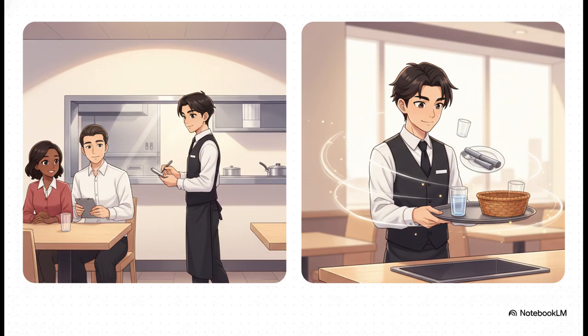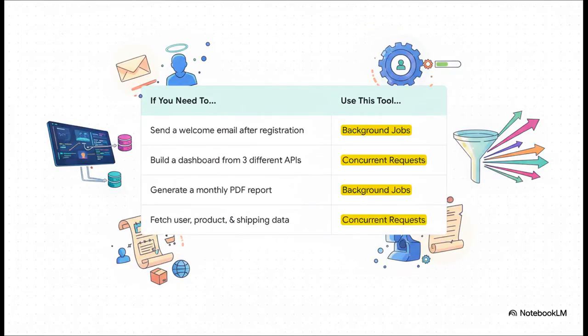Concurrent requests, though, that's like that same waiter grabbing your drink, the bread, and the cutlery all in one super efficient trip to the service station instead of making 3 separate, slow trips back and forth. And here it is, laid out in a simple cheat sheet. If you need to send that welcome email, it can happen later. So you use background jobs.